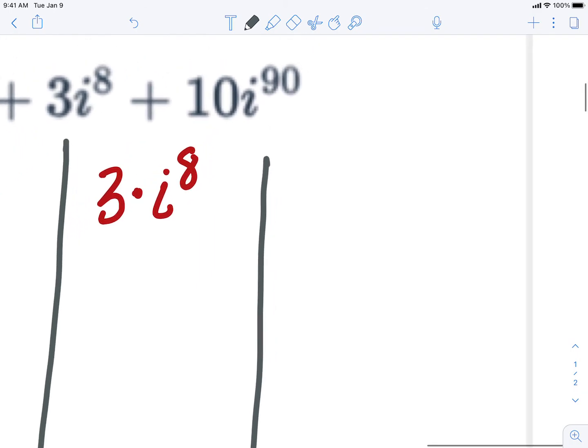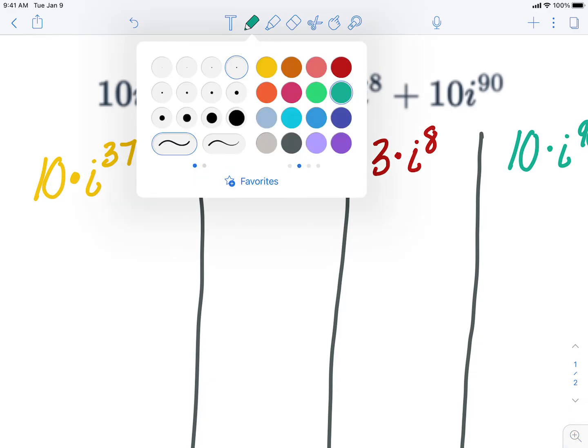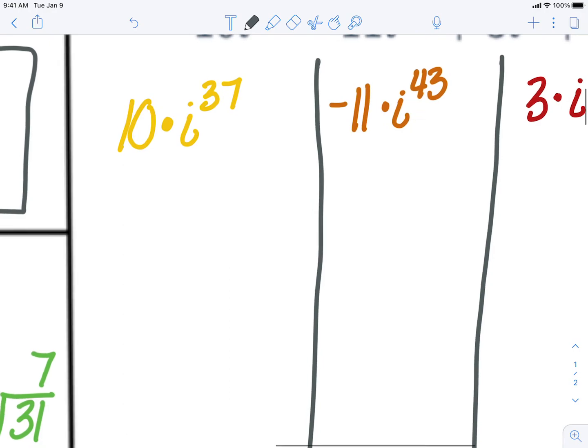Finally, I'm going to do 10 times i to the power of 90. Right? 10 times i to the power of 90. So here we are, guys. We are knee-deep into Algebra 2 stuff. But we got this. Don't worry. We got this. Okay?